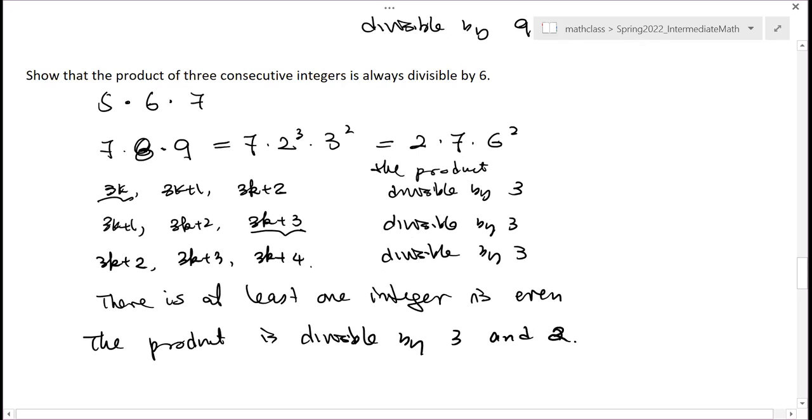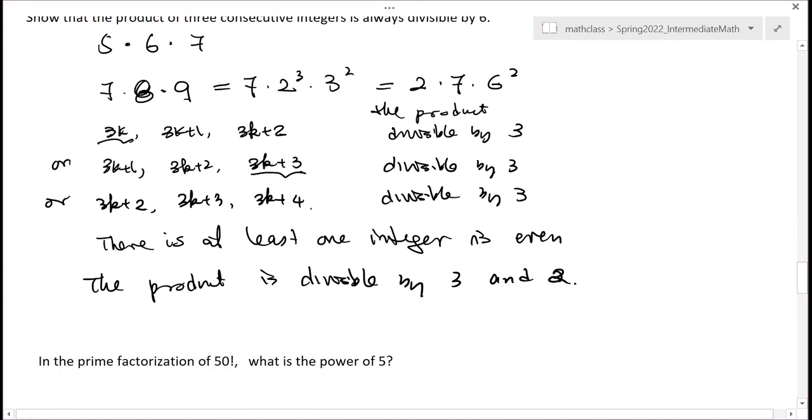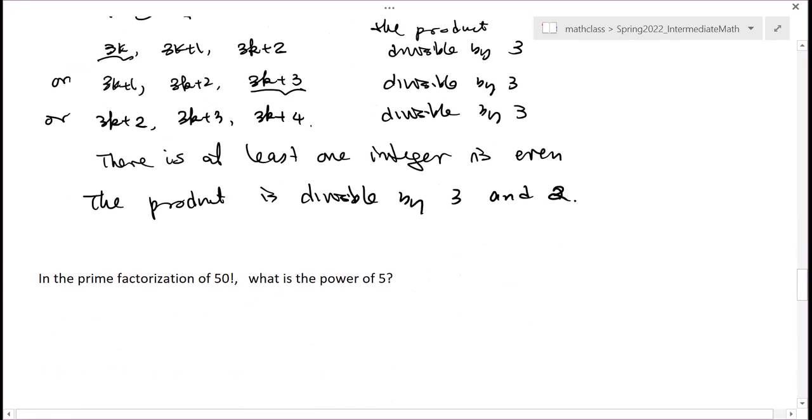Okay. So the first one, you have 3 cases here, right? So just divide it into 3 cases and prove that in each case it's divisible by 3. But on the other hand, one of the integers is divisible by 2. It must be even, because even, odd, even, odd appears alternately.